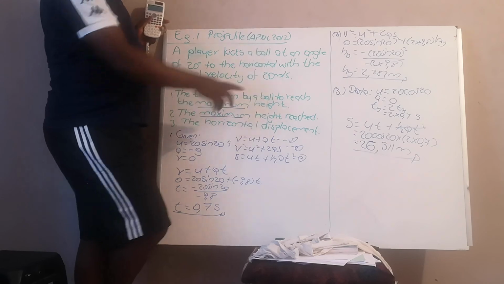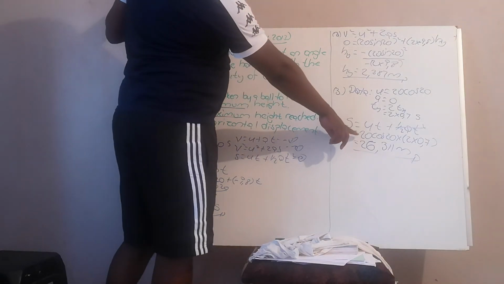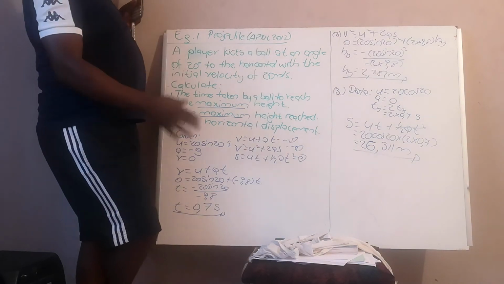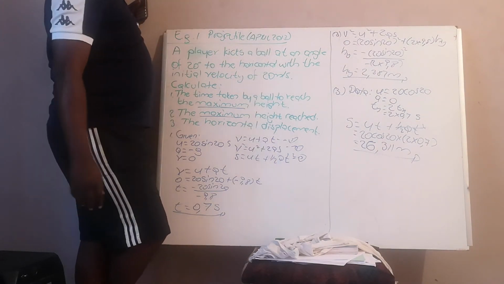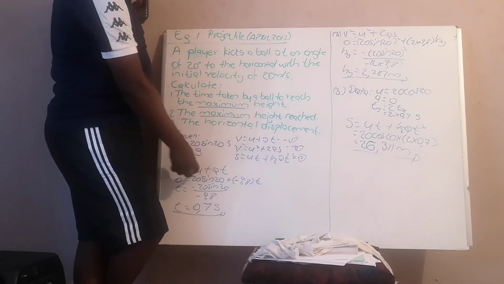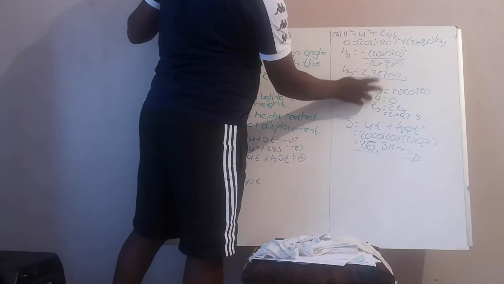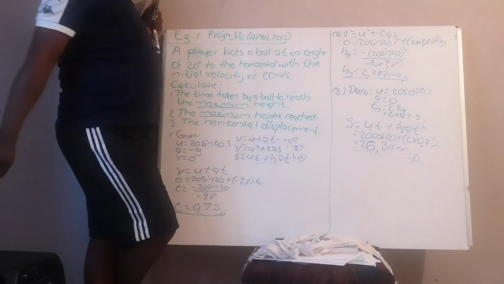So you just have to apply your basic principle. What is your initial velocity? For your horizontal distance, it's always u cos theta. Vertical, it's always u sin theta. You just have to master these little principles, then this will be easier for you.